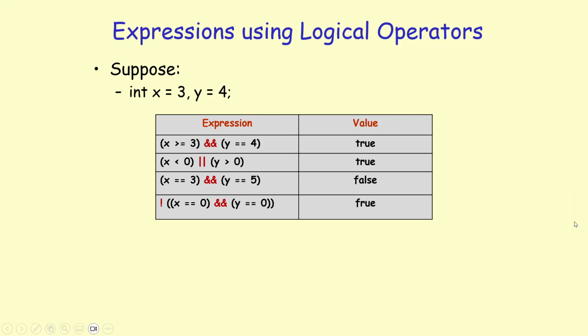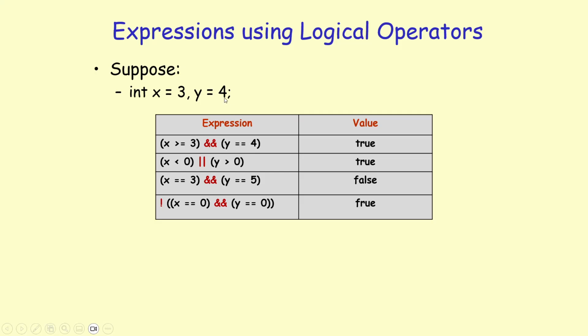Let's look at some examples. Assume that we've got two integer variables, x is equal to 3, y is equal to 4. Let's look at this expression where you are first evaluating x greater than or equal to 3. So x is 3. Is 3 greater than or equal to 3? Yes. So this part of the expression, condition 1, is true.